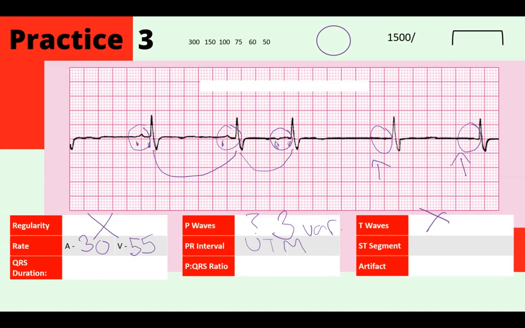Well, we don't even have T waves, so it's hard to say where's the ST segment. But if you really compare this baseline, here's our potential PR segment to our potential ST segment. It is on the same horizontal, so ST segment looks okay for now.